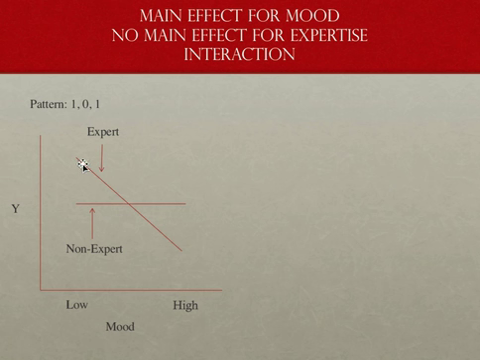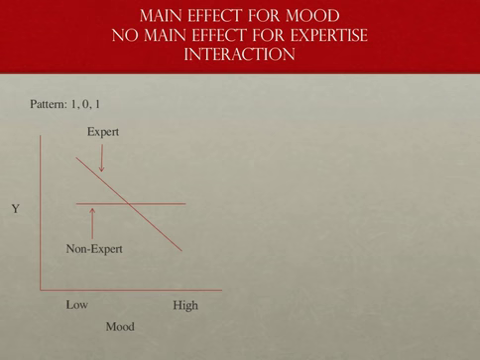There is no effect of expertise, this one. Why? Because the mean of this line is roughly here. The mean of that line is the same. So your level of expertise doesn't have any effect across the two mood conditions. But there is an interaction. Why? Because under low mood, the experts score higher than the non-experts. But under high mood, the non-experts score higher than the experts. And therefore, the manner by which expertise manifests itself is different. It depends on the level of mood.